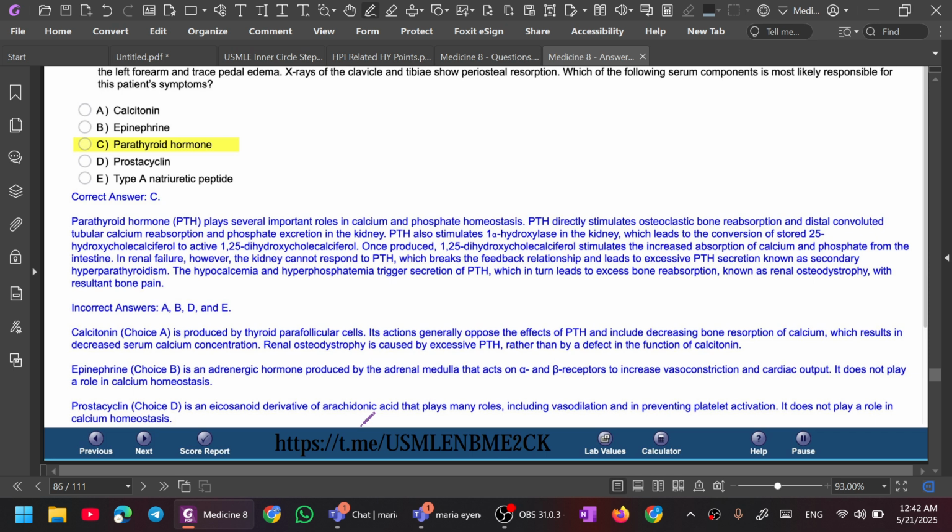Okay. You want to read the other options too? No. So PTH causes bone resorption. Then in the kidney, it absorbs calcium and trashes phosphate. So PTH has three roles: in the bone, in the kidney, and the intestine, where it absorbs both calcium and phosphate through vitamin D. Okay, got it. Next.